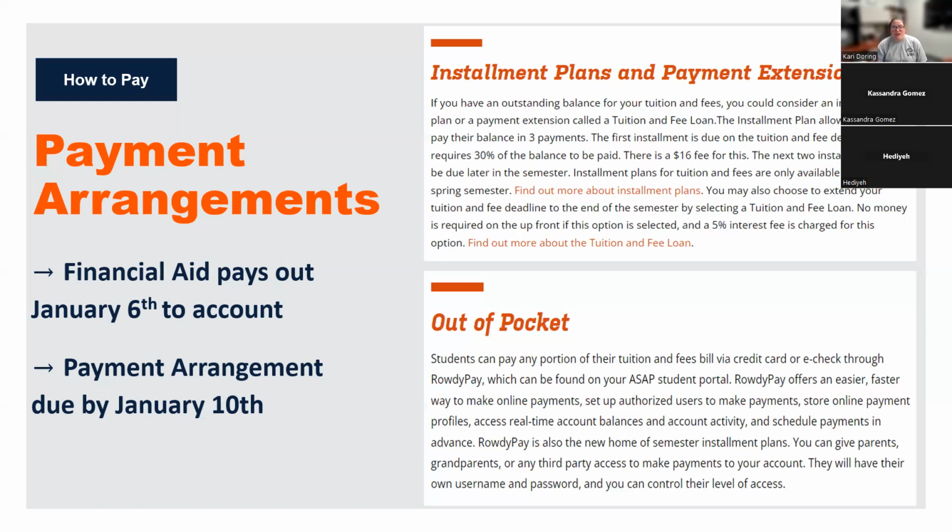We also have the out-of-pocket option. Not many of my students can do this, but some can. And if you are looking to do this, you can go through the fiscal service tab and select Rowdy Pay. It's going to bring you into the fiscal area where you can go make payment. You can also enroll in the installment plans in this area as well. So just keep that in mind. If these are your 2 options, you're going to select fiscal services, the Rowdy Pay box, and go in and make payment or set up your installment plan.